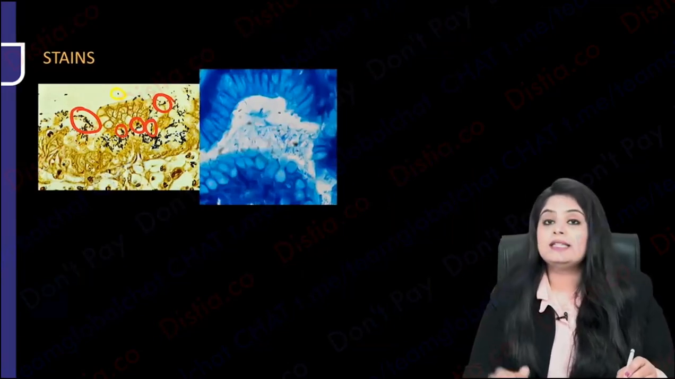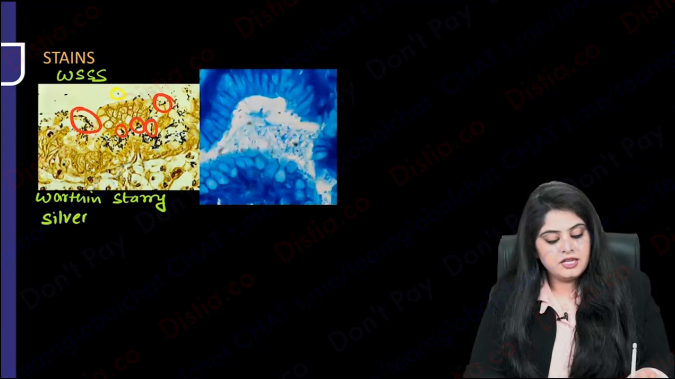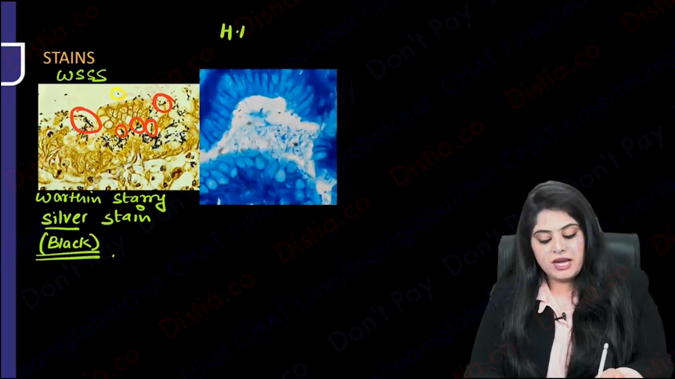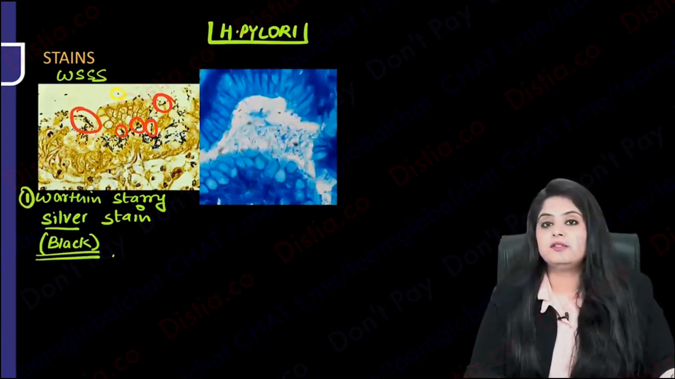So please note that this is referred to as the Warthin-Starry Silver Stain, WSSS. Remember, the Warthin-Starry Silver Stain is what is going to be giving you the silver, that is, the black color in case of Helicobacter pylori. So this is one, that is the Warthin-Starry Silver Stain.